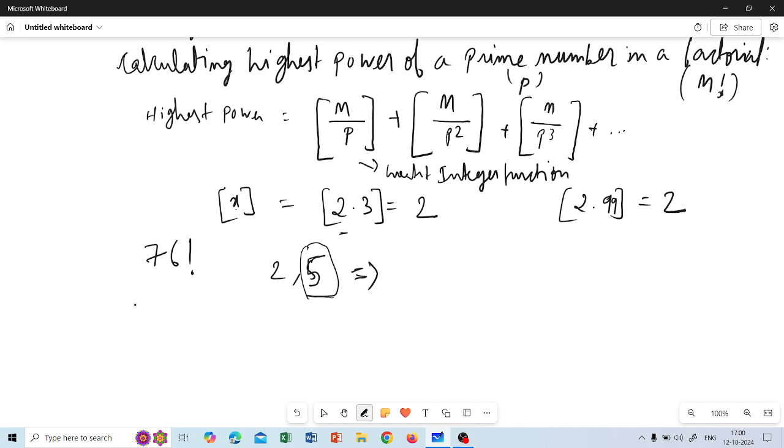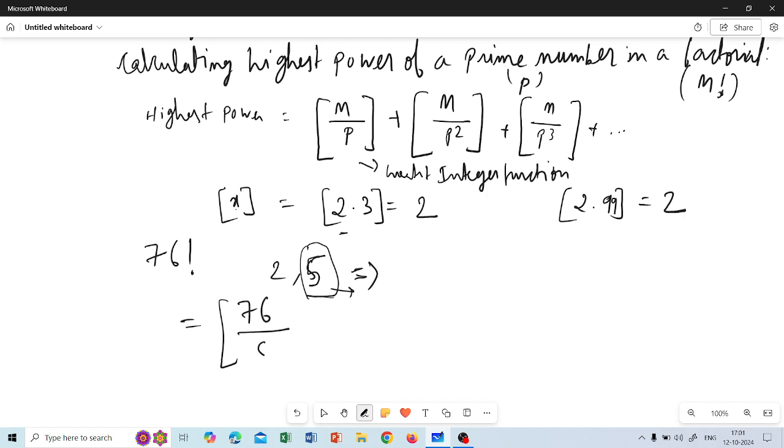So if we find the highest power, one more thing we have to check is that this 5 is a prime number. This is a prime number. Even 2 is a prime number. So if I want to start with the highest power of 5, I'll start with n is 76 here.